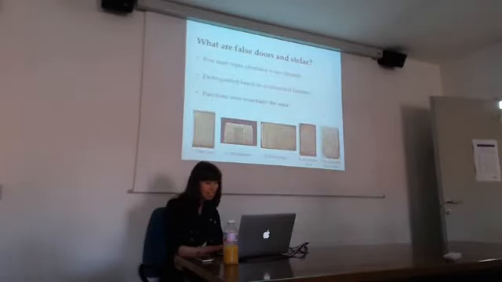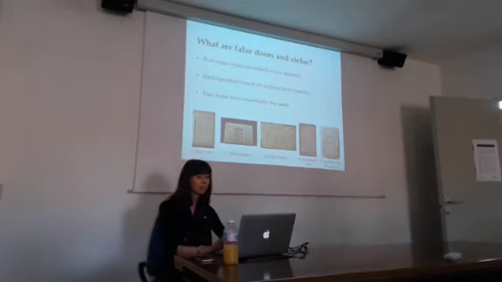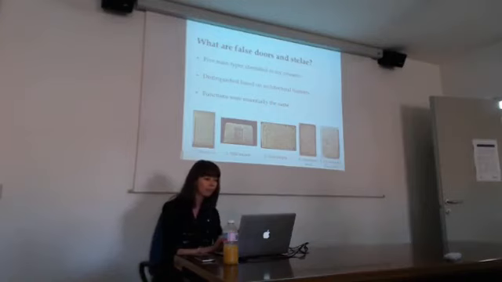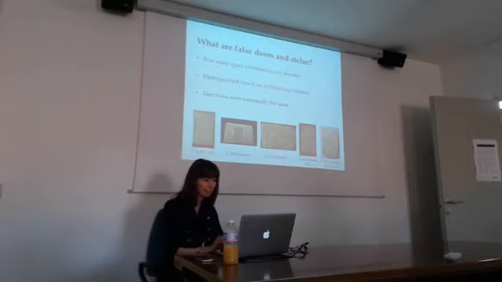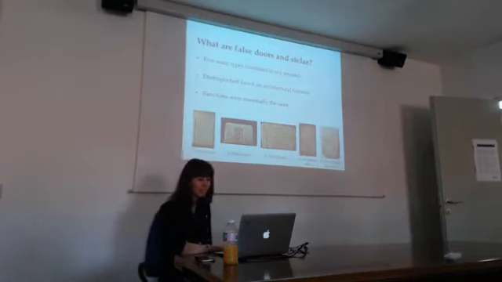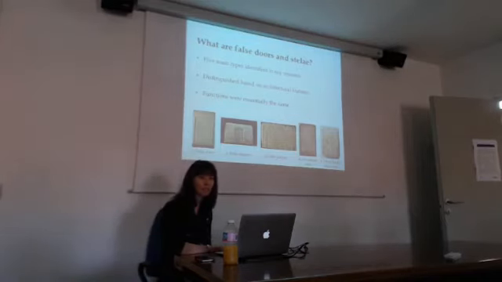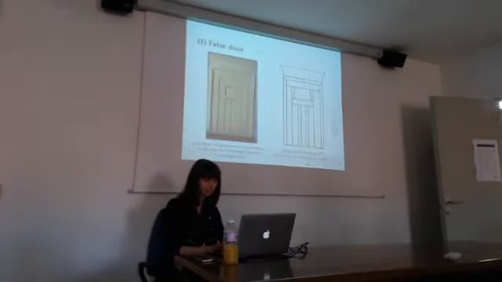So in my PhD that I finished at Macquarie University 2 years ago, I looked at 5 main types of false doors and stelae that I identified in my research. And I distinguished these based on their architectural features, although their functions most probably remain the same. So they are the false door, the stela maison, the stela proper, the atrophied stela, and the hybrid false door stela. And I'm just going to go through each of these briefly to give you an overview about their characteristics.